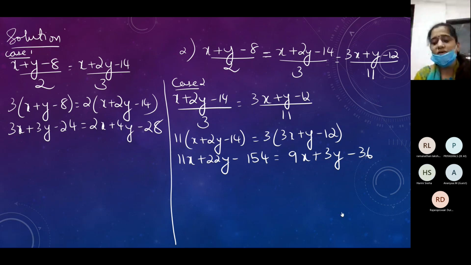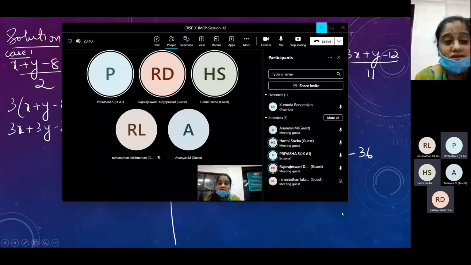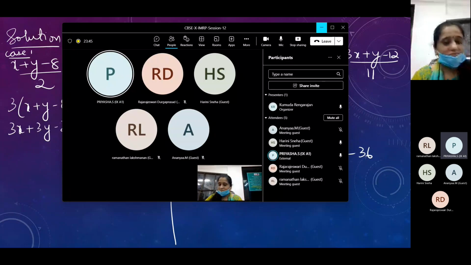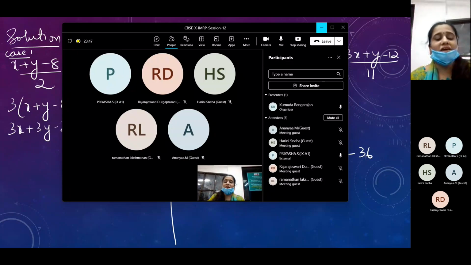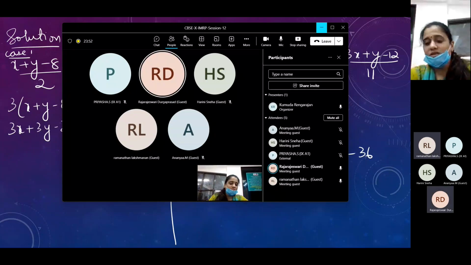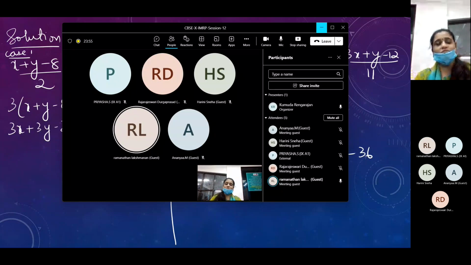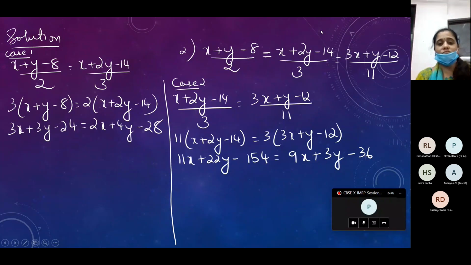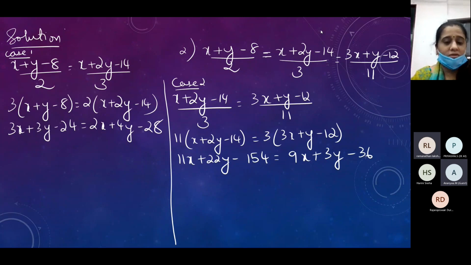Yes, children, what are the values of x and y? Priyasha, x is 2 and y is 6. Perfect. X is 2, y is 6. Rajeshwari got the same thing. Harini and Sneha, x is 2, y is 6. Ram, Ananya? Ma'am, I got minus 10 for x and minus 6 for y. No, please check. Somewhere you've gone wrong.